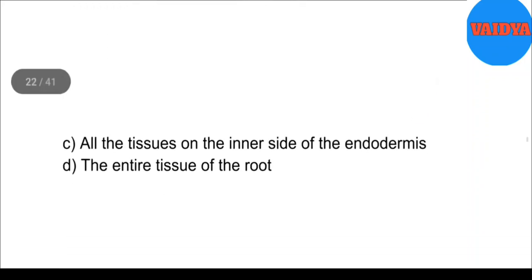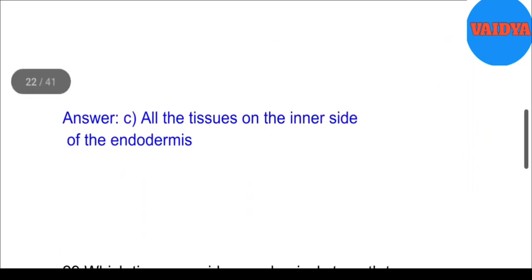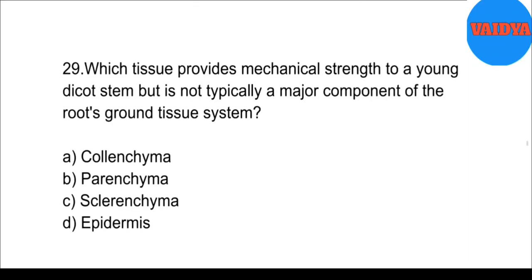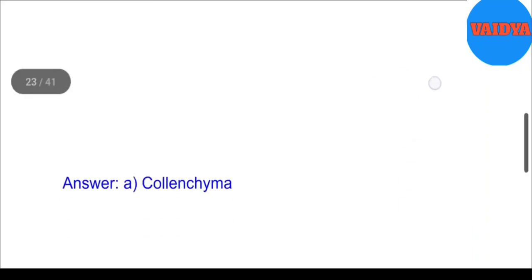C. All the tissues on the inner side of the endodermis. D. The entire tissue of the root. Answer: C. All the tissues on the inner side of the endodermis. 29. Which tissue provides mechanical strength to a young dicot stem but is not typically a major component of the root's ground tissue system? A. Parenchyma. B. Parenchyma. C. Sclerenchyma. D. Epidermis. Answer: A. Parenchyma.